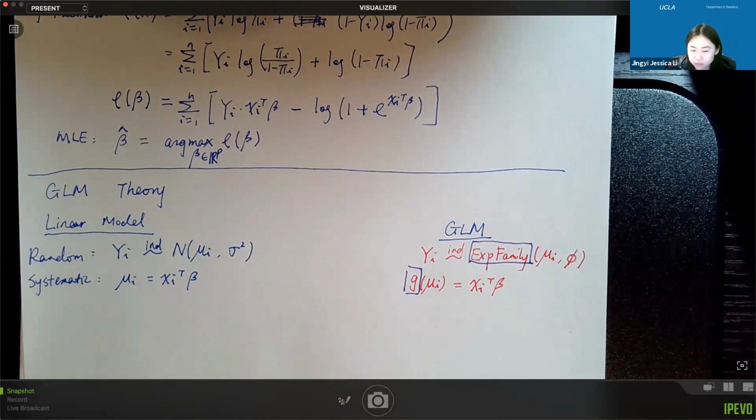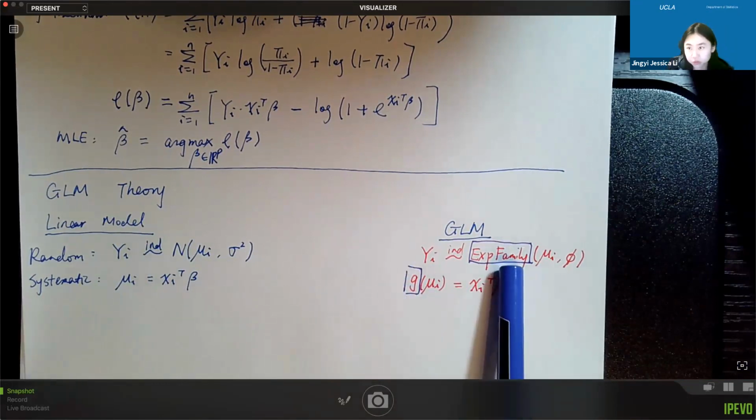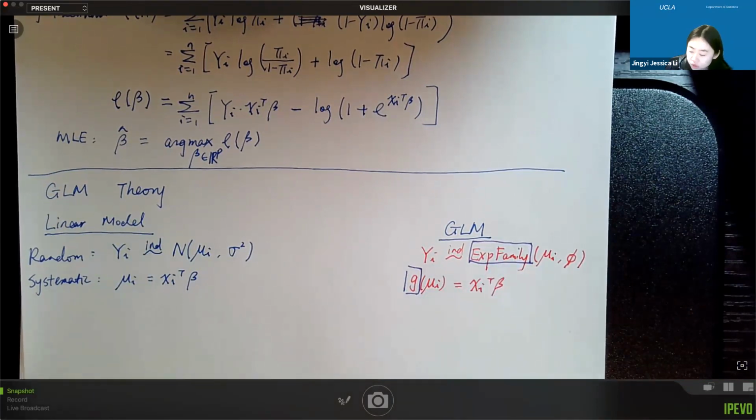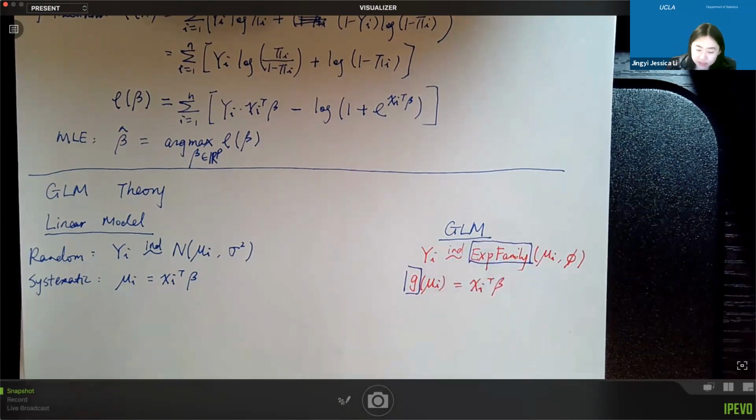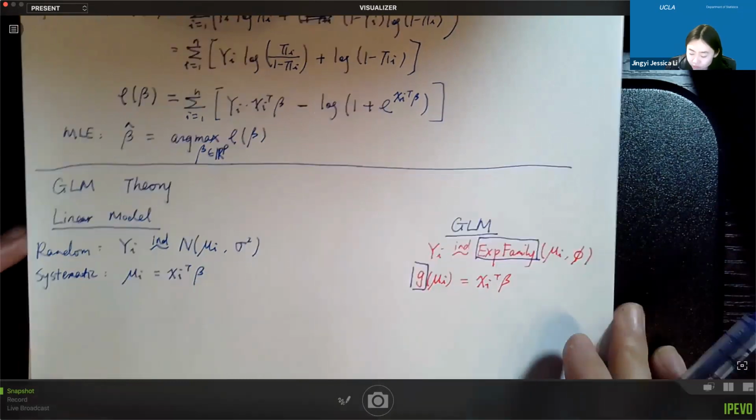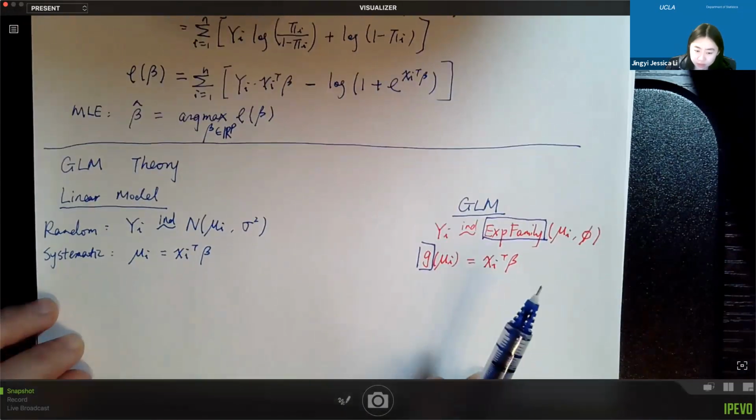And in the modern, or I would say the current, GLM theory, this g is uniquely defined given the exponential family. That means you do not need to worry about how to specify g arbitrarily. It's actually implied by the density function in the exponential family. We're going to see that very soon. Okay, so just bear in mind the two changes or two generalizations we're going to make.